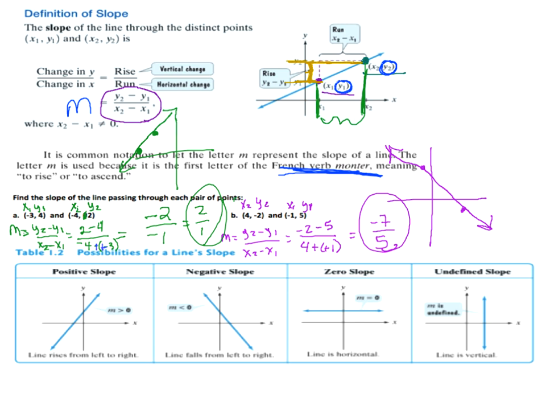So we can have 4 types of slope. You can have a positive slope, which goes uphill. By the way, you always read slope left to right. So if I'm going uphill, that's a positive slope. Downhill is a negative slope.